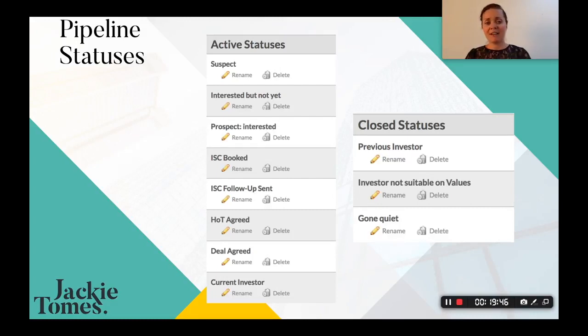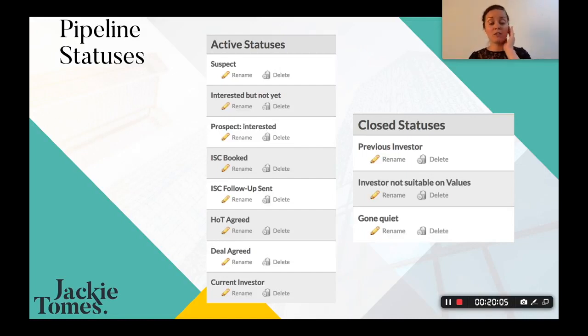Next one down is investor not suitable on values. I've got a whole section of values in the team module, but this is essentially saying that you've decided that this person is not right for you to work with, because there's a mismatch there that's not quite right. So they have been closed.